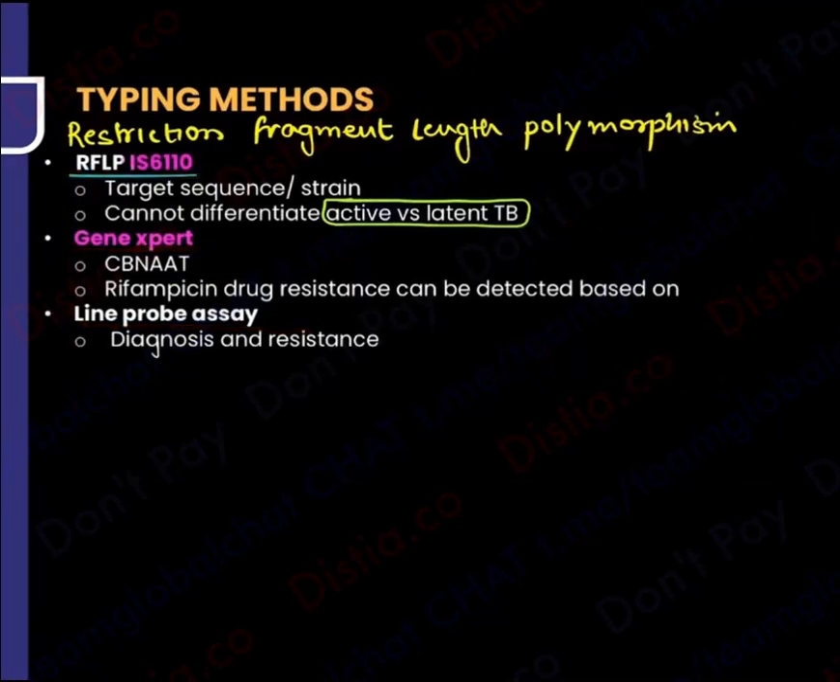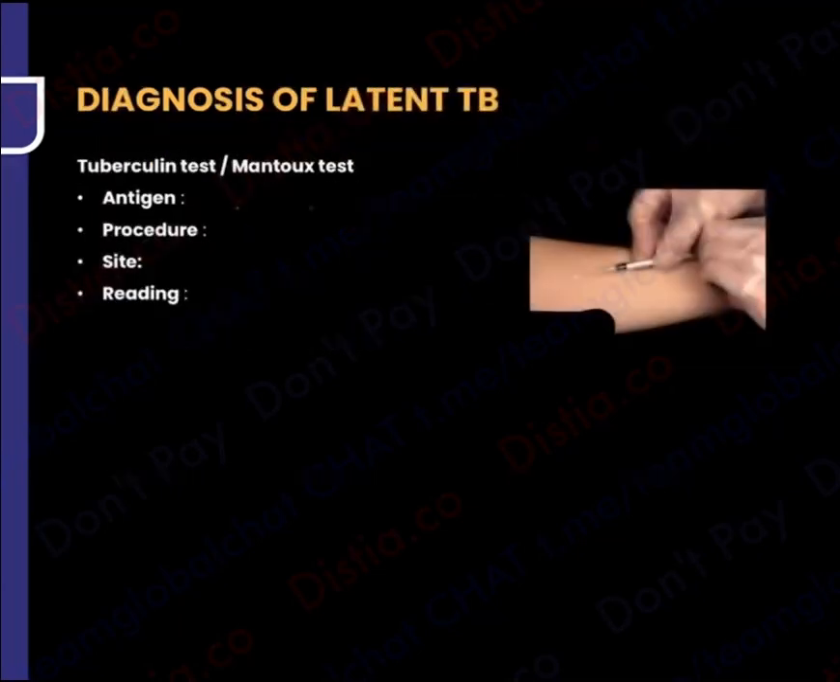Okay, next we are going to go on to the diagnosis of latent TB. Latent TB means, as I said, many of us might be having it. And for latent TB there are two diagnostic tests that you can do. There is something called Mantoux test and there is something called IGRA. These are the two tests. Mantoux is a little cheaper, IGRA is a little expensive.